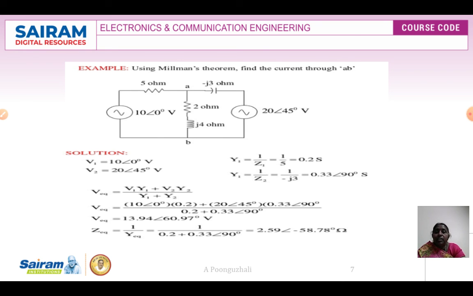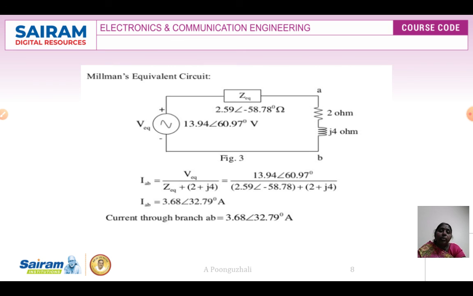Your Z equivalent is 1 by Y equivalent, that is 1 by 0.2 plus 0.33, phase angle 90. So convert this polar form to rectangular form, add it, then convert back to polar form, and you will get the value of your Z equivalent. Now your Millman's equivalent circuit has this V equivalent and this Z equivalent. Now your load impedance is going to be 2 plus J4.